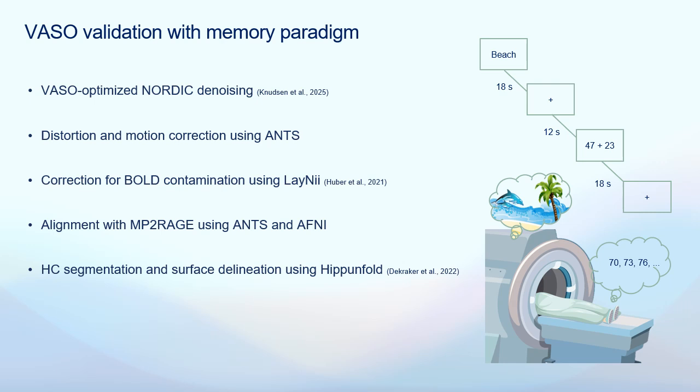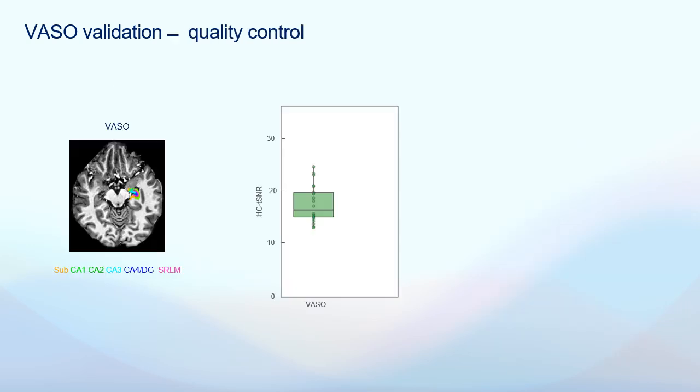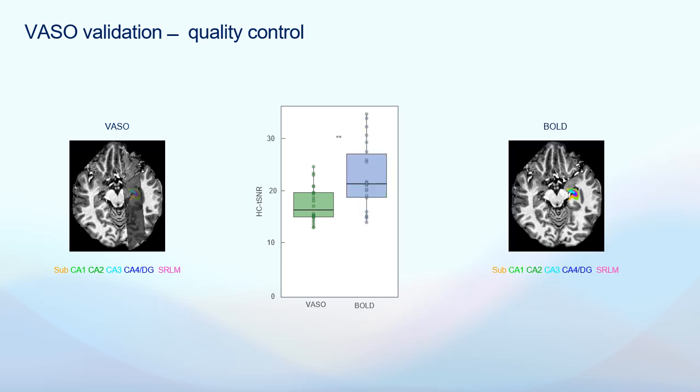And the alignment between structural and functional data was performed using ANTs or AFNI tools. And finally, the hippocampus was segmented into its subregions, and the surfaces were delineated using HippUnfold. I hope you agree with me here that there is a decent alignment between VASO and the underlying anatomical image, and the tSNR for all task-based VASO runs is fairly high.